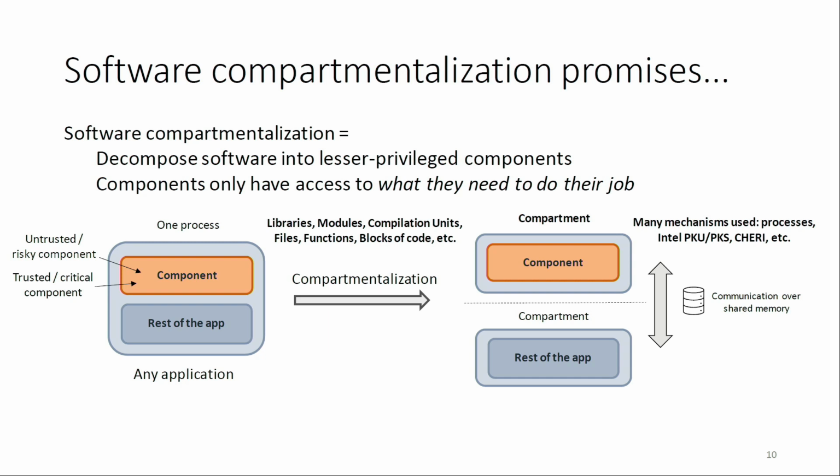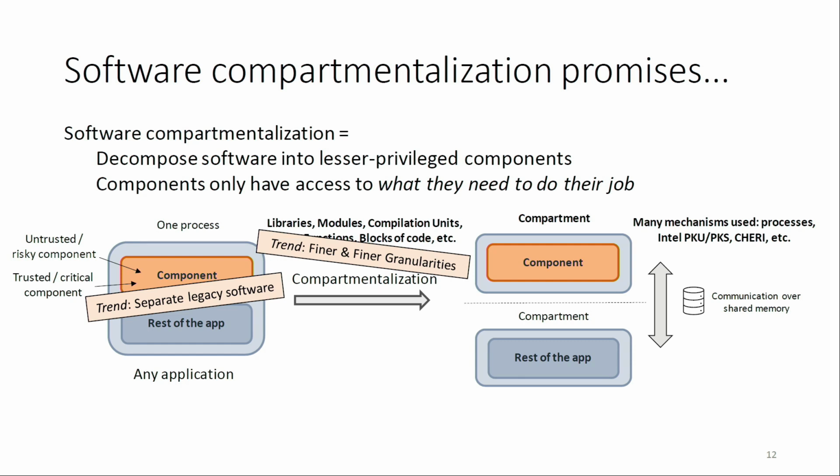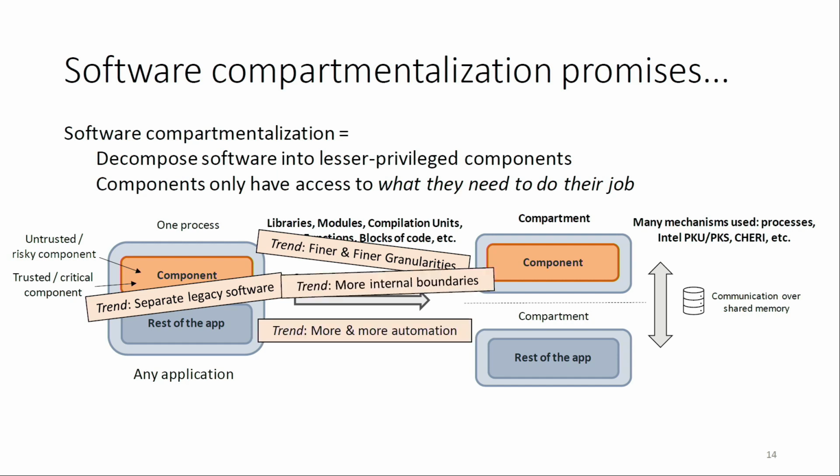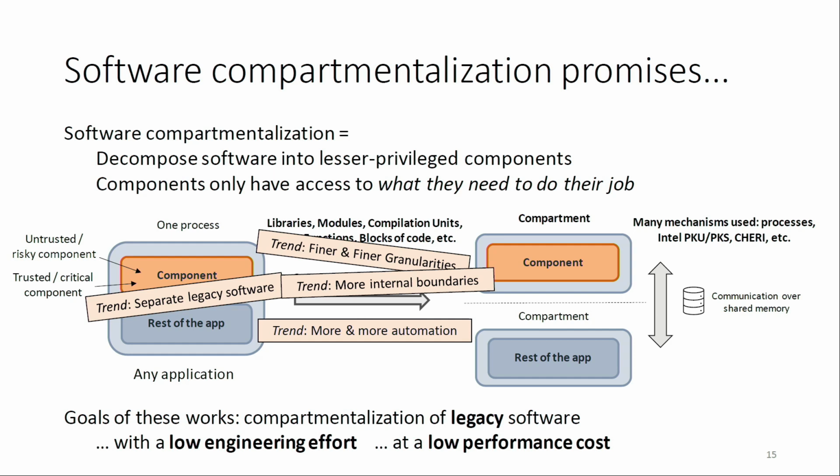In recent years, there has been a lot of compartmentalization research with an increased focus on legacy software, compartmentalizing at increasingly fine granularities as enabled by new mechanisms, targeting increasingly internal boundaries, and with all of this, automating more and more a process that used to be vastly manual. So in short, we have very ambitious trends that envision to compartmentalize legacy software with a low engineering effort and at a low performance cost.